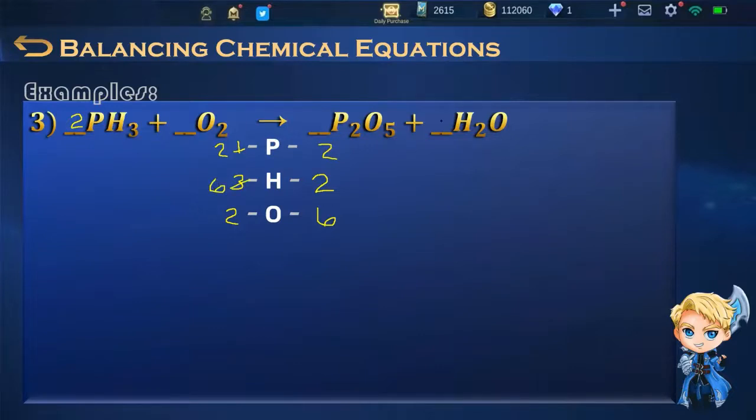Sa product, what will be our coefficient to make this 2 into 6? Wala na ilain, 3 ra gyud. 3 times 2, that is 6. And affected, don't forget to update sa atong inventory sa mga element nga na-affected. So 3 times 1, that is 3 plus 5, that is 8. Balance na si hydrogen, balance na si phosphorus, si oxygen na lang.